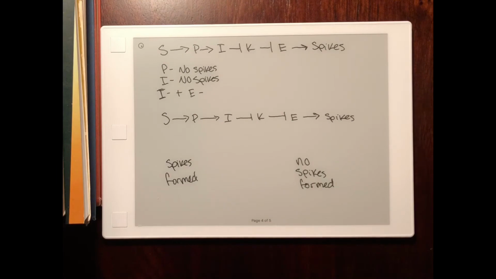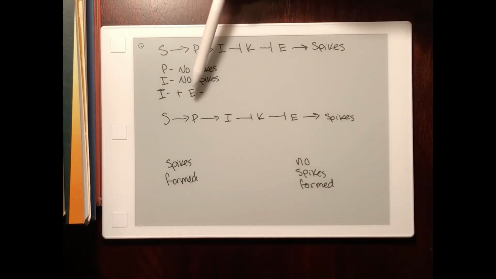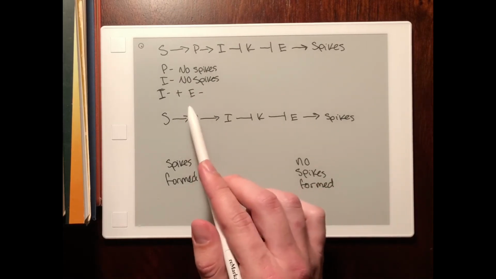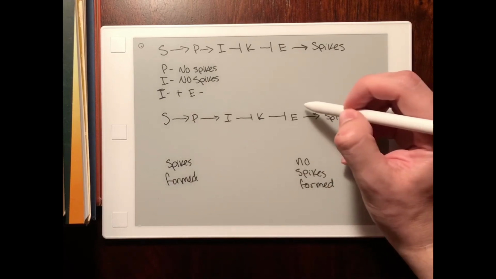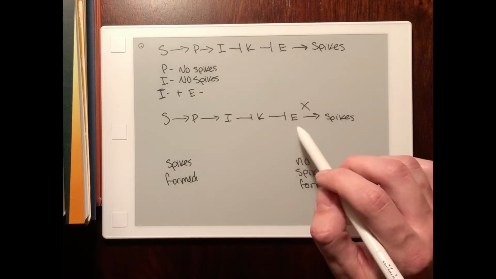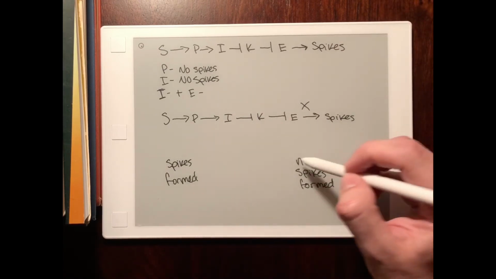The next mutation we look at involves mutations to gene I and gene E simultaneously. And so right off the bat, we can tell if gene E is mutant, there's absolutely no way that spikes will be able to be formed because gene E was the last gene before the formation of spikes.